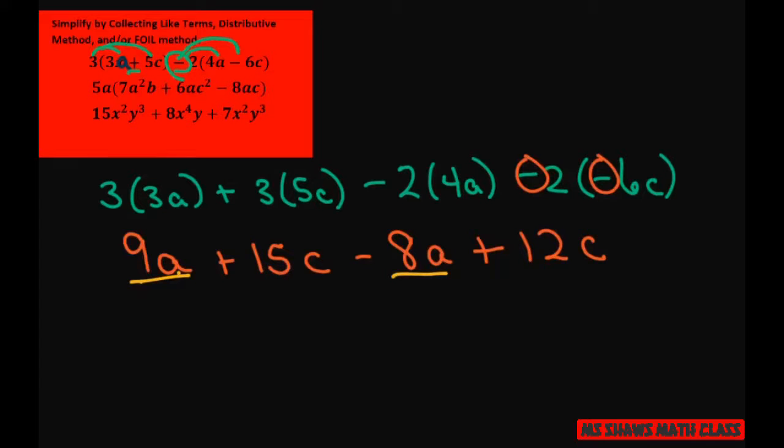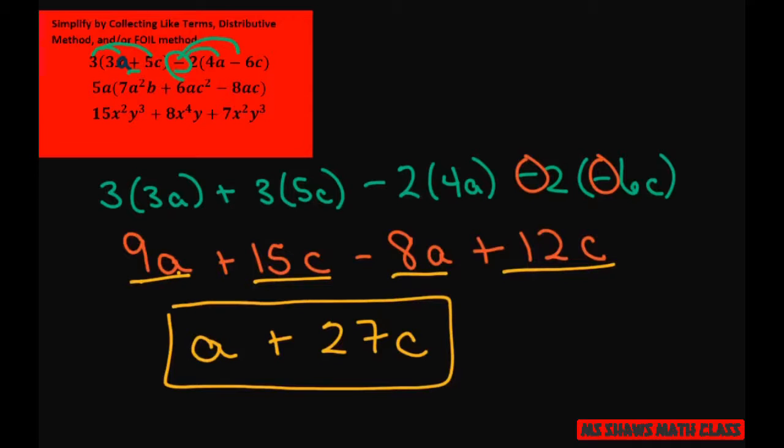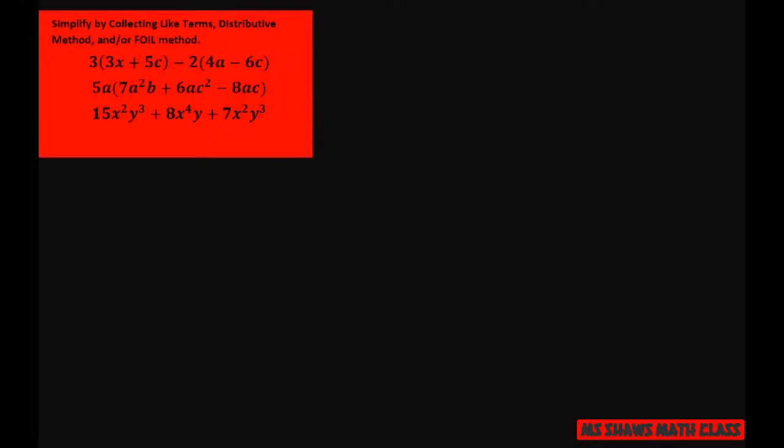9A or 9 apples minus 8 apples is 1 apple. You don't have to put the 1 because you could say an apple. And then 15 carrots plus 12 carrots, or 15C plus 12C is 27C. And that would be your final answer there. Now, the next one is the same thing. We're just going to take this 5A and put it in front and multiply each of these terms.